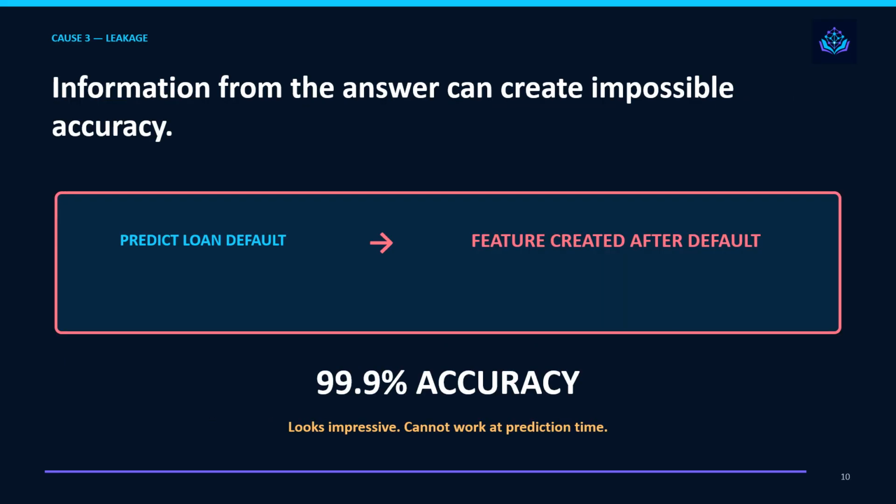Another danger is data leakage. If a feature contains information from the future, or from the answer itself, validation accuracy may look amazing even though the model cannot work in production.